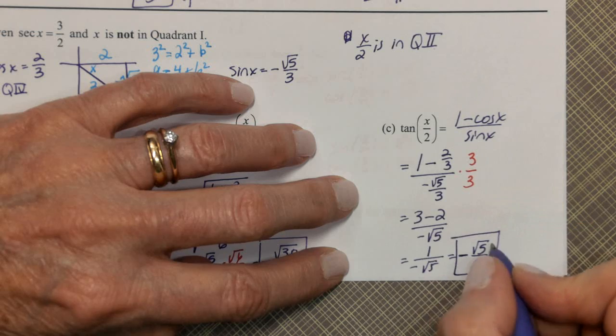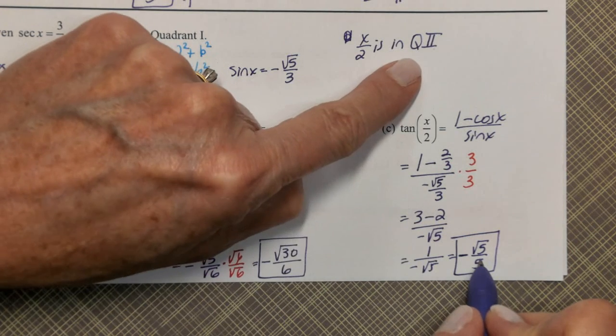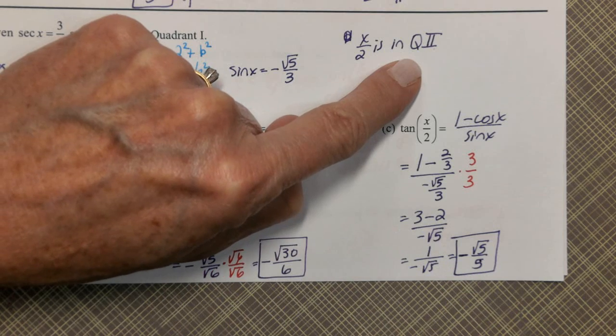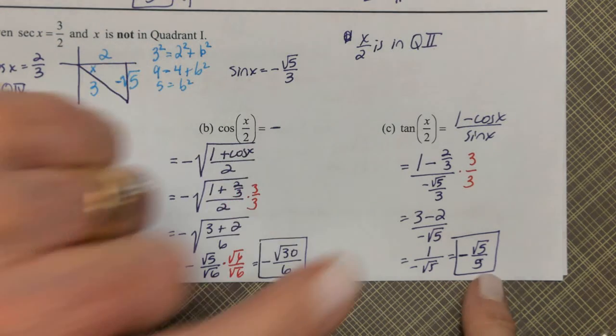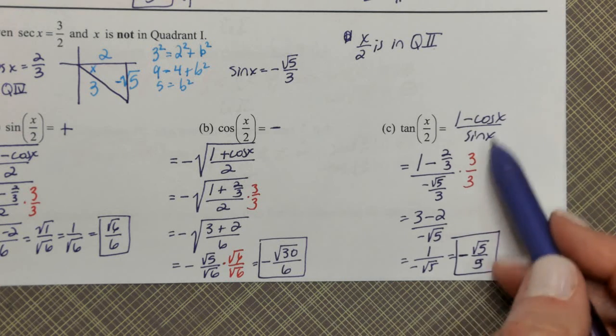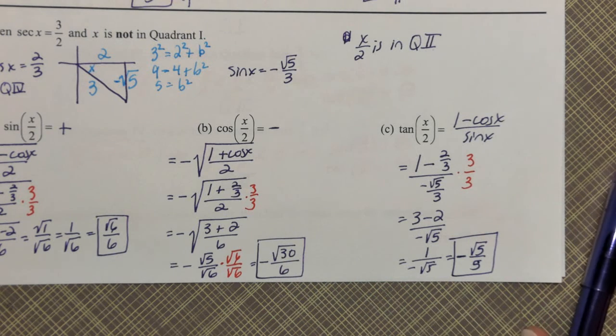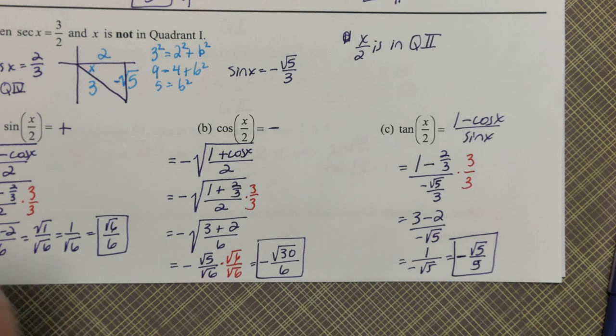Does it make sense that tangent of x over 2 would be negative? Yes, because x over 2 is in quadrant 2 where tangent is negative. But it happened on its own. We got the correct answer simply by using the formula. And that is the half angle identities.